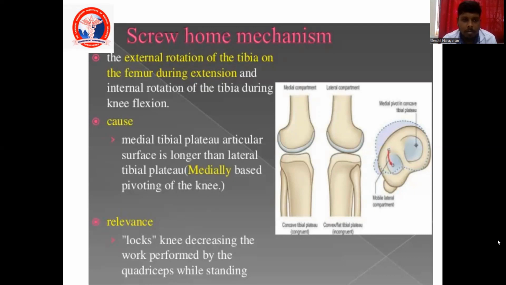flexion. Because the medial tibial plateau articular surface is longer than the lateral tibial plateau. So to accommodate that medial tibial plateau articular surface, the medial femoral condyle just rotates, internally rotates the tibia during knee flexion, and externally rotates the tibia during knee extension. So a locked knee decreases the work performed by the quadriceps while standing.